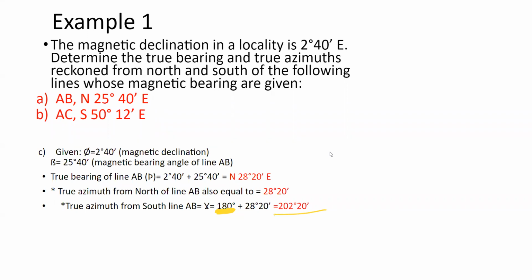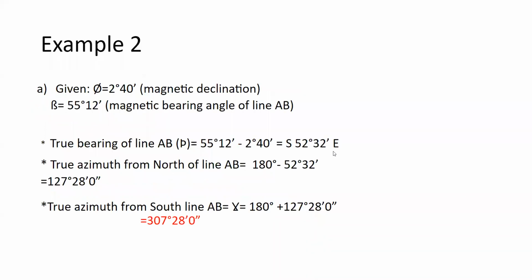Okay? How about this letter B? What if meron tayong line AC that is southeast? So, solve natin to as your example number 2.